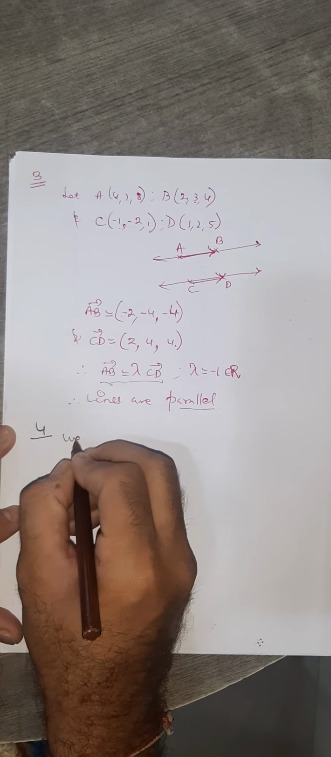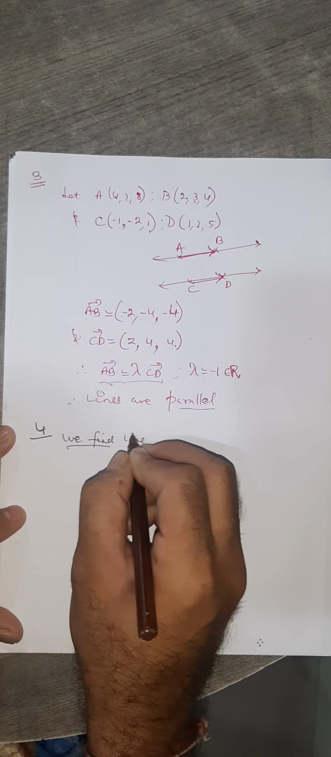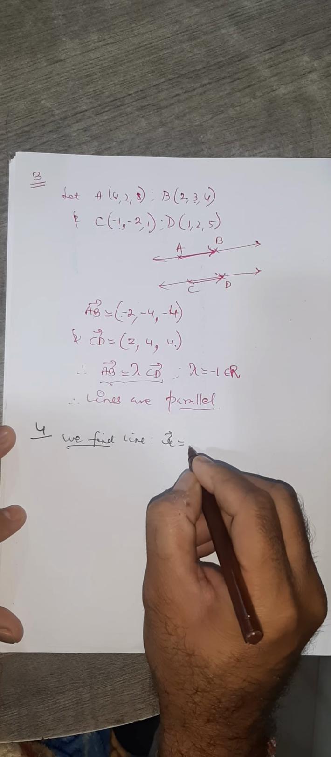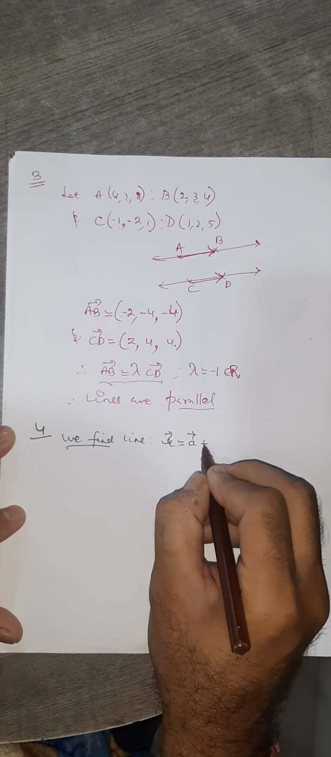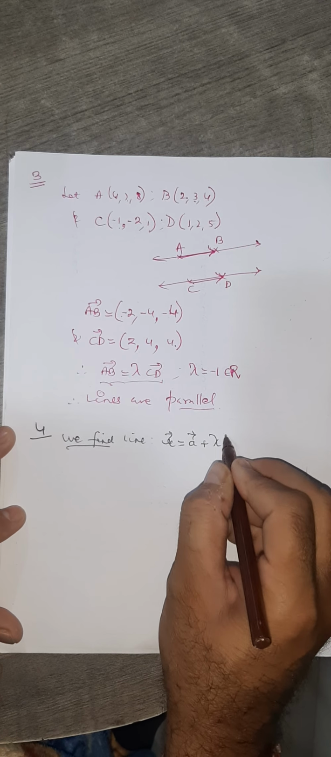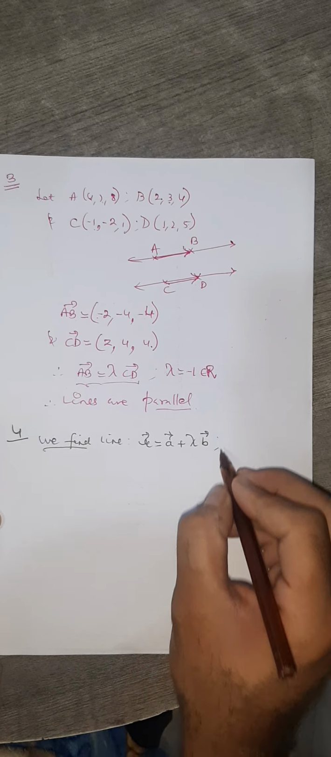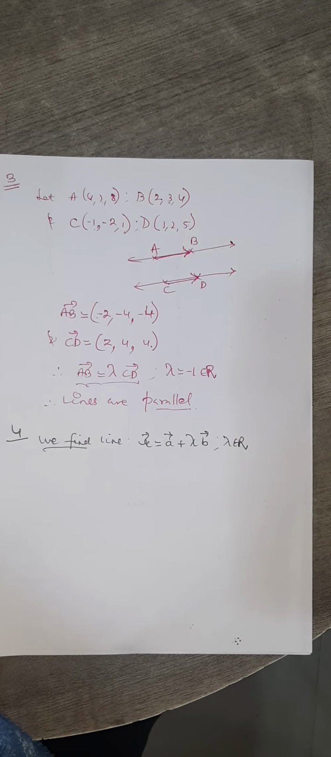So let me write just here to remind you. We find the vector form of the line here, which is r equals the fixed point, vector a, plus lambda into the direction of this line. Well, lambda is a scalar, you know. This is what you want to write here, the vector form of a line, remember.